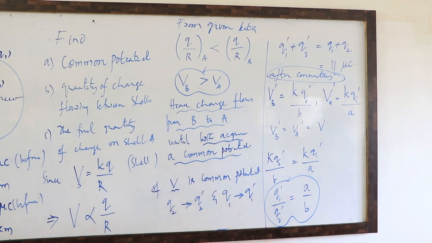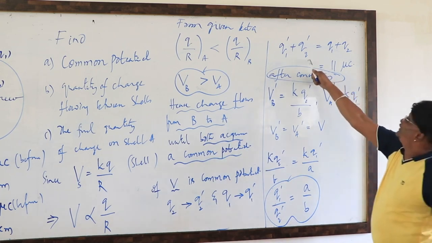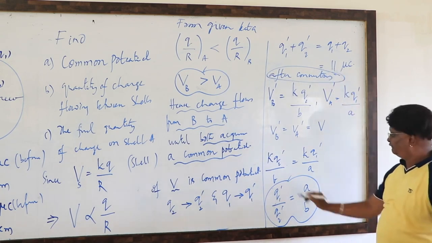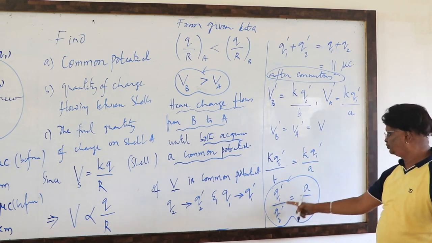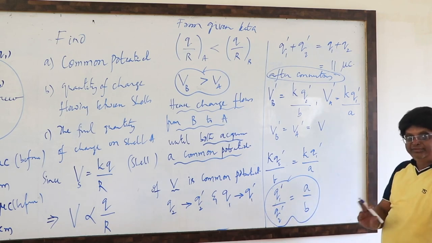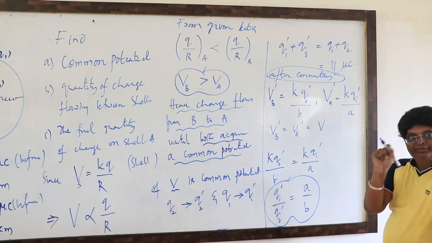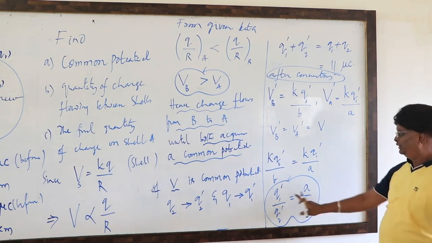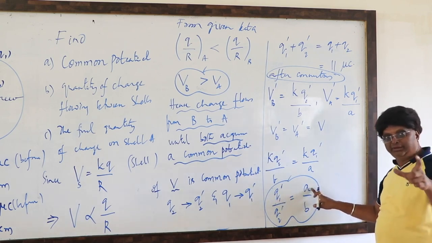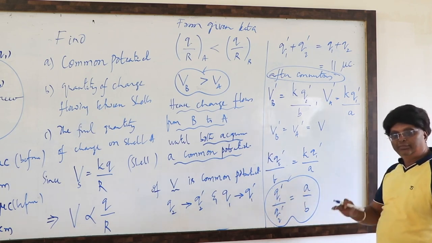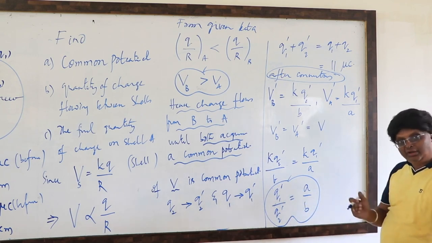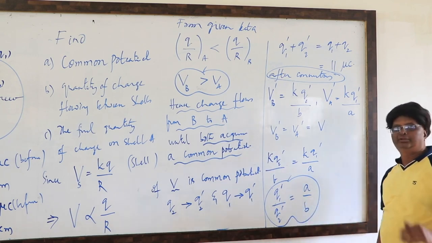So this is one more result. First we had one result: Q1 dash plus Q2 dash is equal to 11. Now we have one more, that Q1 dash by Q2 dash is equal to A by B. You look at the symbols and understand that A is the radius of shell A, and B is that of shell B. Now here Q1 dash is the charge on shell A and Q2 dash is the charge on shell B.